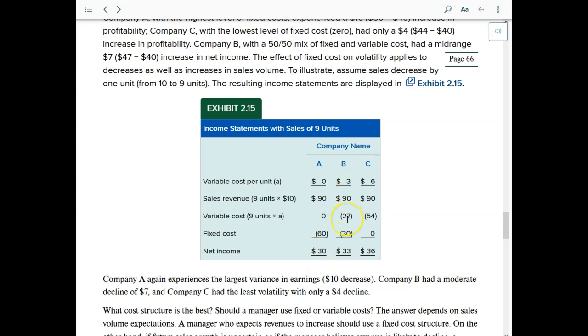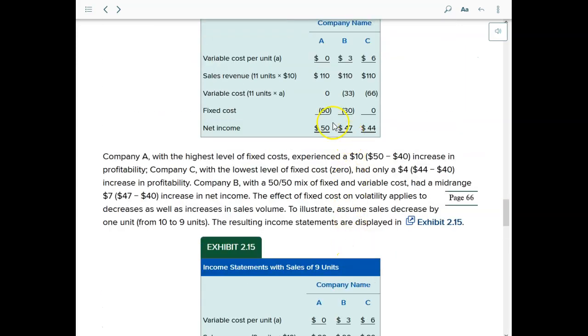B, we have $27 in variable cost. 3 times 9, 27. Fixed cost of 30. We have 33 in profit. And in C, $6 times 9, 54. No fixed cost, and 36. So you can see you're better off if sales dropped off having variable cost. But if sales go up, you're better off having fixed cost.